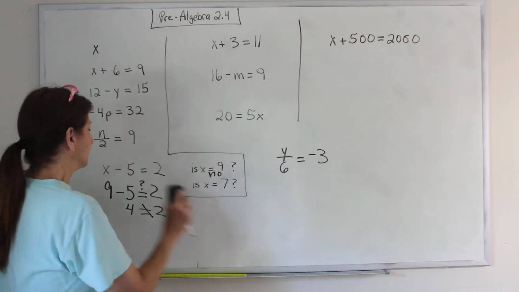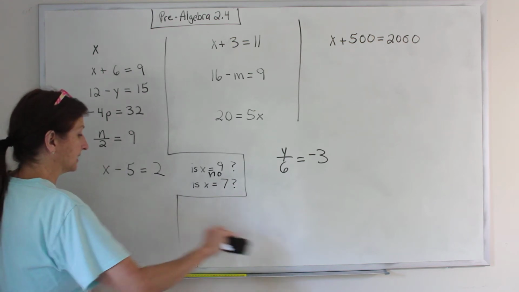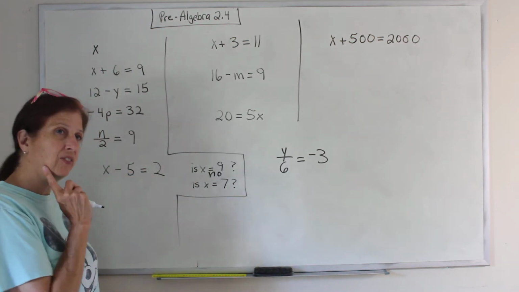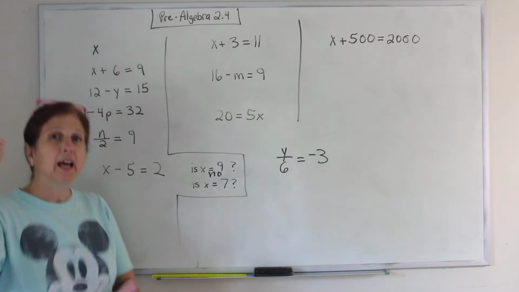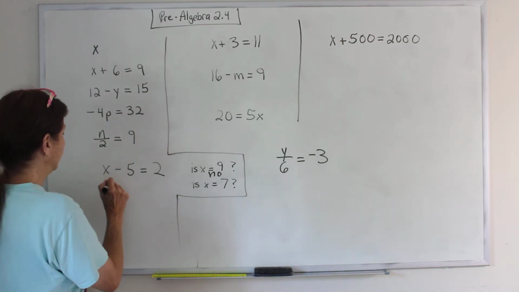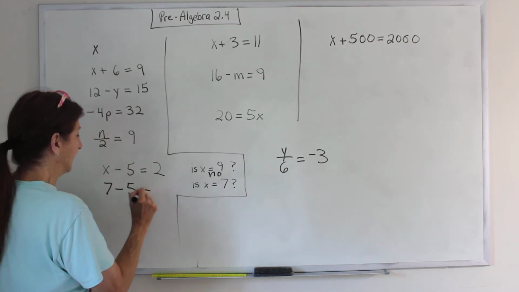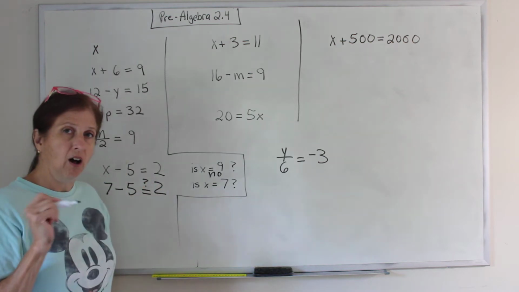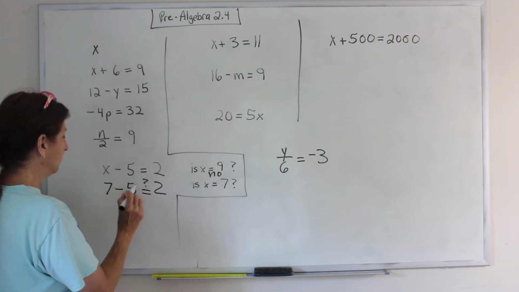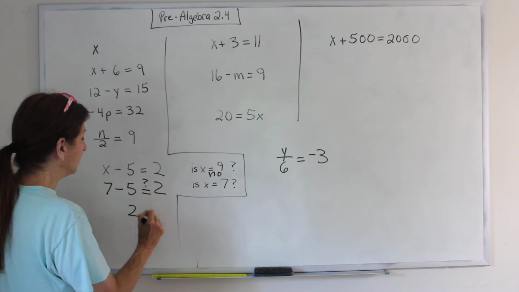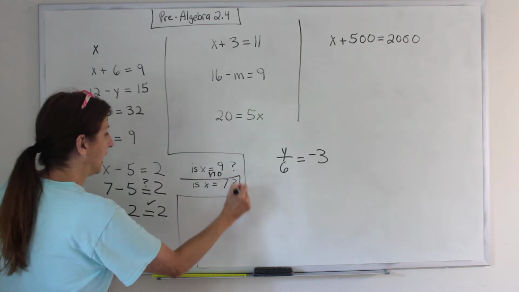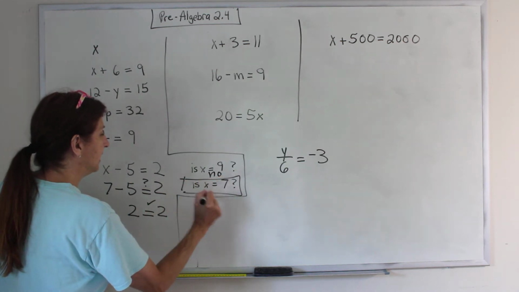Well, let's see if it's 7. Is x equal to 7? Let's find out. We're going to sing substitute and put it in. And is that equal to 2? Oh, the suspense. 7 minus 5 is 2. Yay! The answer is 7.